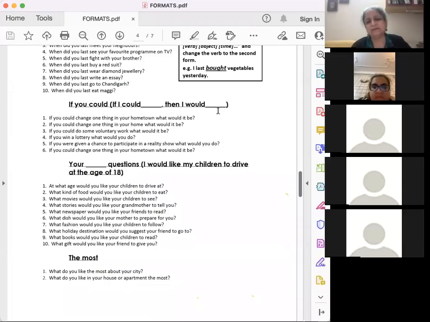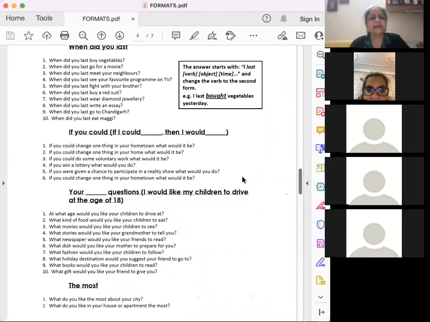What do you like the most in your house? Lovepreet, are you there? Mitali? Yes, ma'am. What do you like the most in your home? I like my own room the most in my house. Very good. The most.